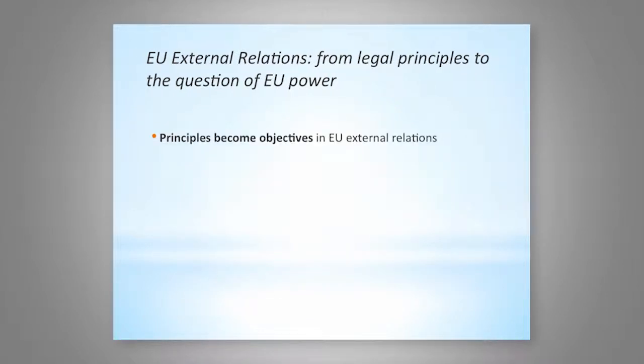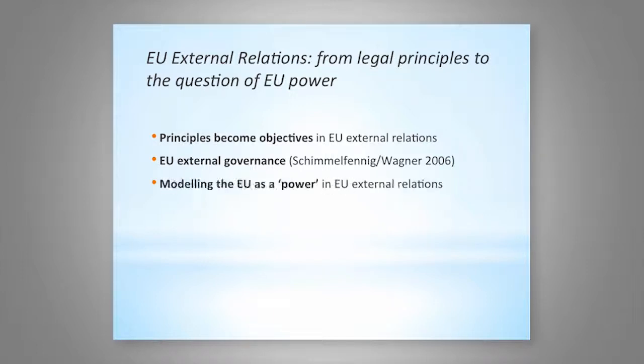Basically, looking at the treaties, we could argue that next to the EU's vital interests, norms and principles like human rights and the rule of law become key objectives in EU external relations. Moreover, according to the concept of EU external governance, these objectives will not only potentially Europeanize member state foreign policies, but also, at least in theory, impact on non-member states and other international organizations.